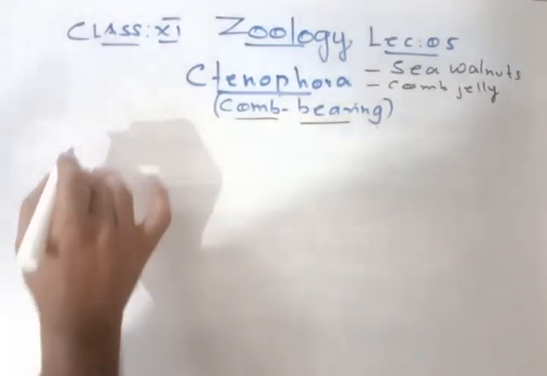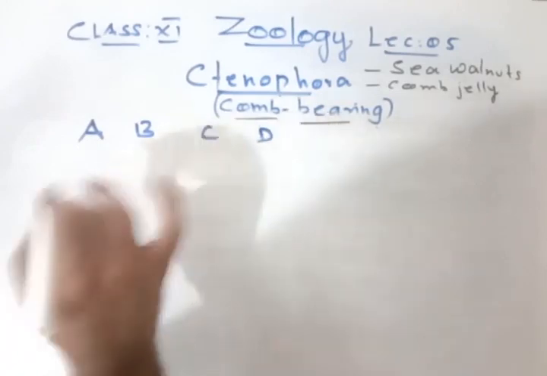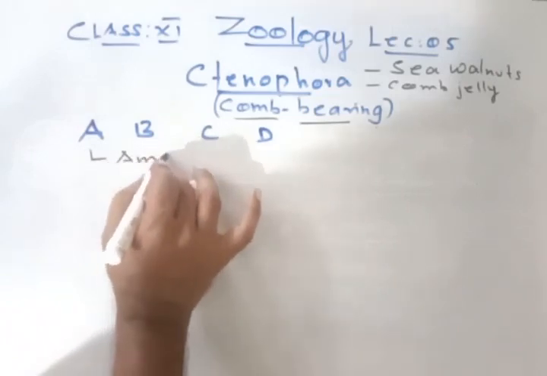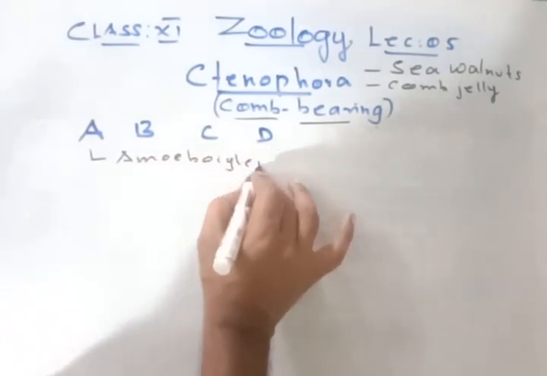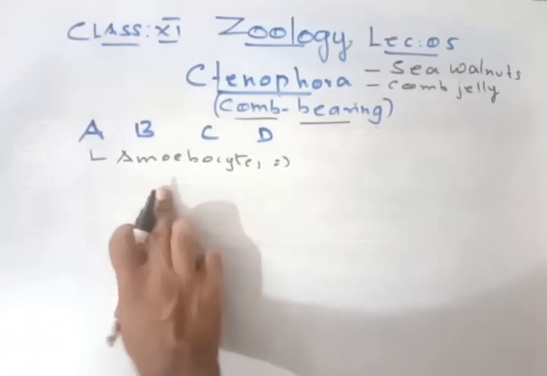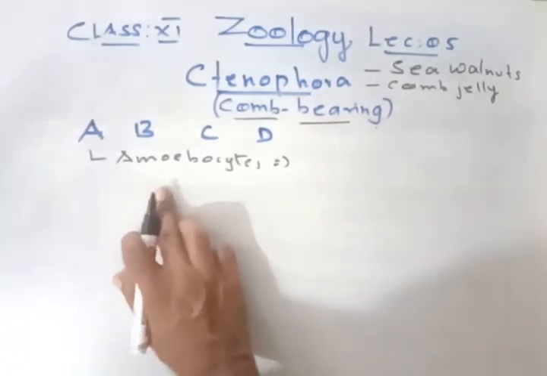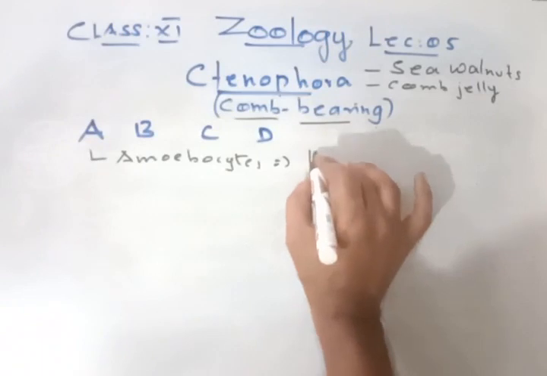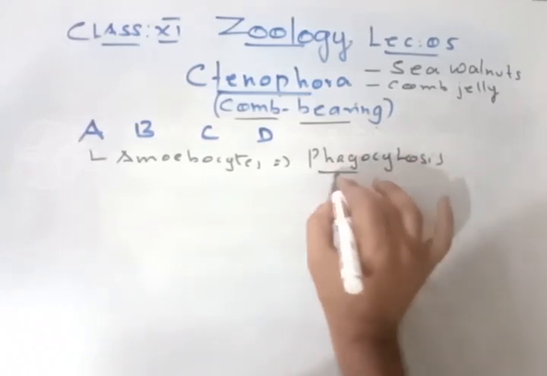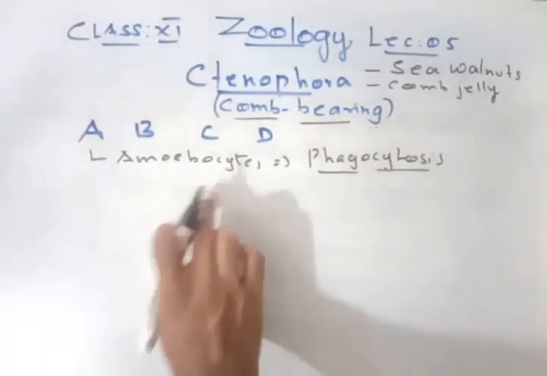I'll give you a statement here. You remember A, B, C, D. It is very easy to remember: A, B, C and D. A stands for amoebocytes. In sponges, these give a kind of skeletal system; we discussed calcareous and siliceous. Here the amoebocytes are involved in phagocytosis. Phago means eating, cytosis means cell, so cellular eating.